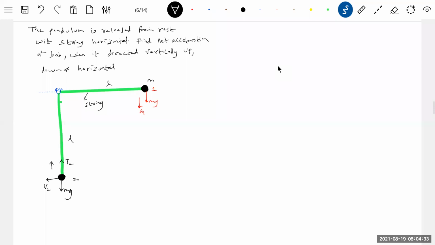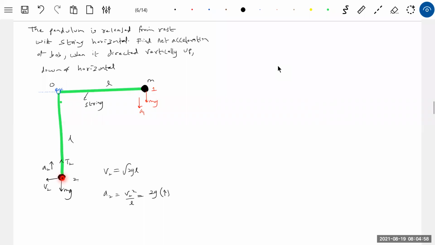The resultant acceleration will be vertically up. Then v2 equals root 2gL, applying conservation of mechanical energy. Then a2 equals v2 squared by L. And how will it be directed? Vertically up. So at the moment you release, the acceleration of the bob will be vertically down.